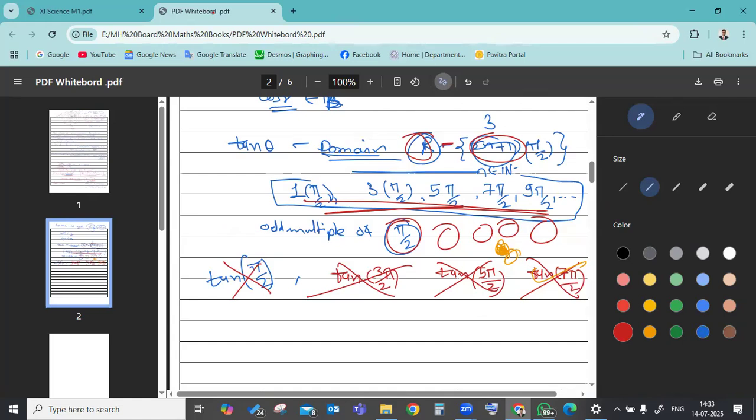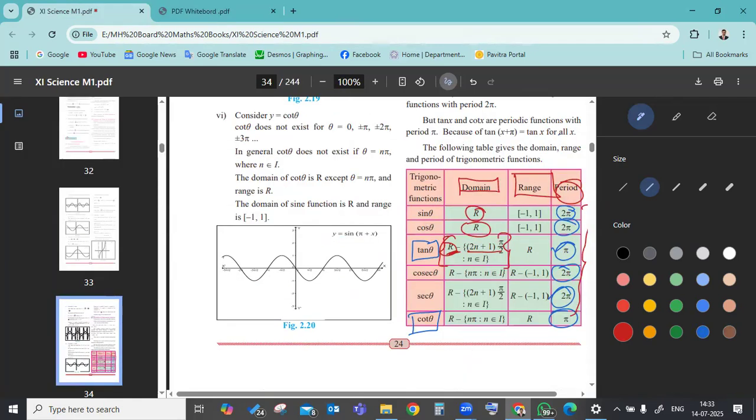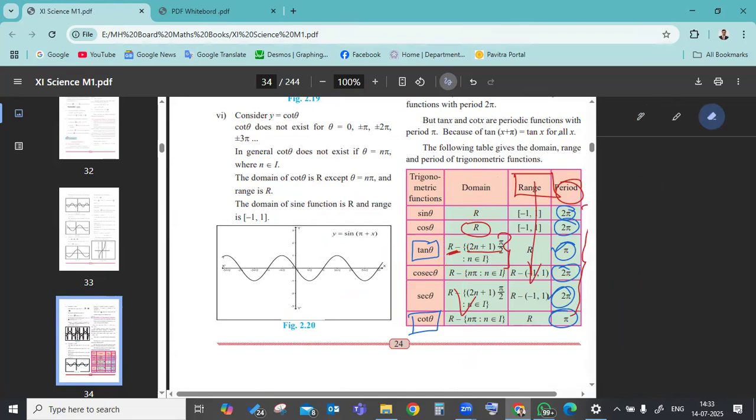So this is the meaning of the domain set. Domain means where the inputs are chosen for the function. And range means the values taken by the function for all possible inputs. So that's the meaning of domain and range of a function.